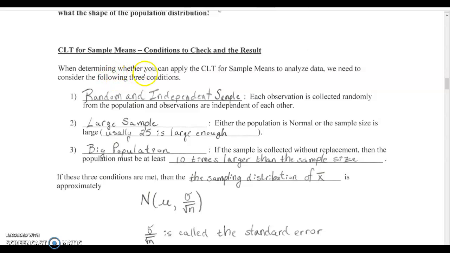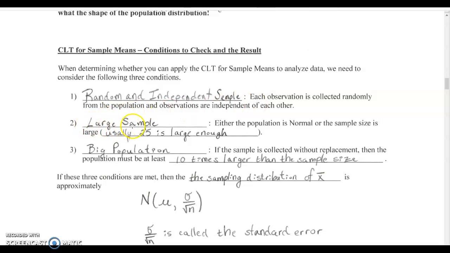When determining whether you can apply the central limit theorem for sample means to analyze data, we need to consider the following three conditions. One, we have to have a random and independent sample, similar to the central limit theorem for proportions. Each observation is collected randomly from the population, and observations are independent of each other.